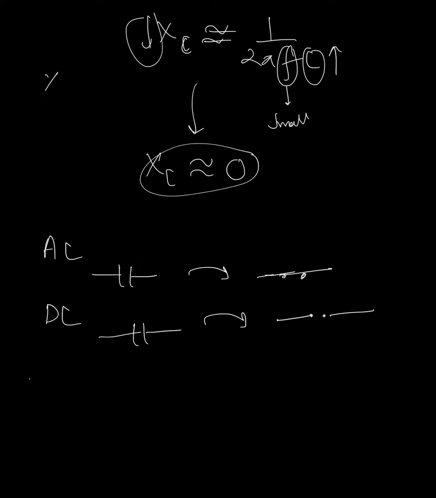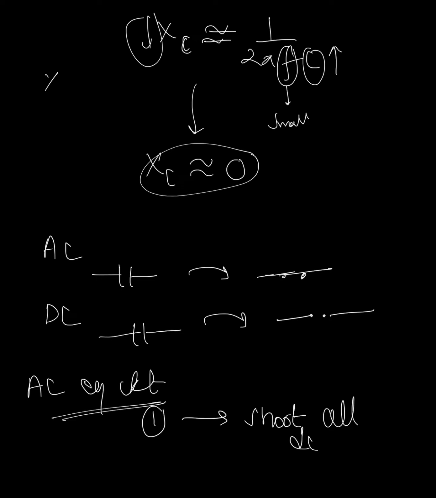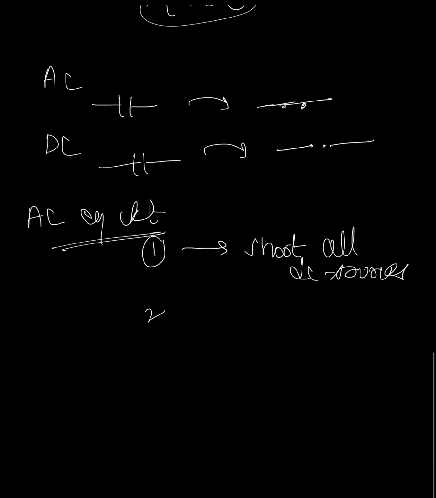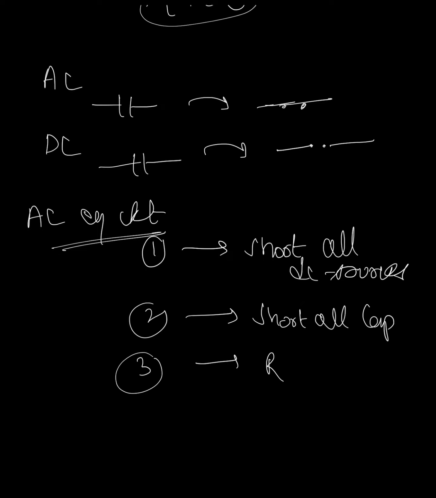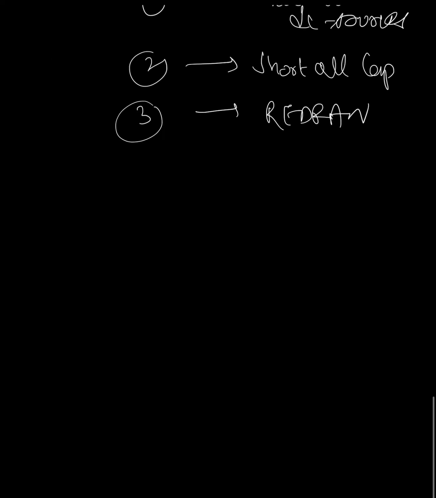Now for making AC equivalent circuit, we short all DC sources. Number 2 step, short all capacitors. Thirdly, we redraw the circuit so to get the equivalent circuit.